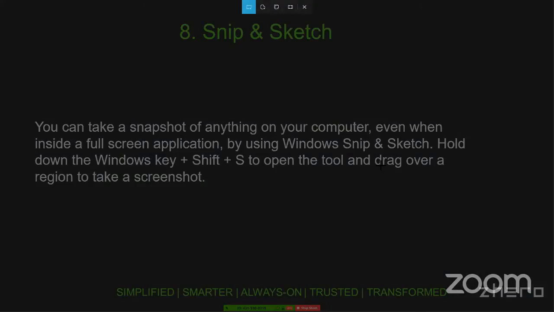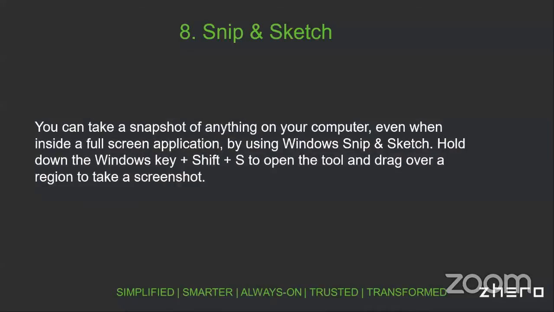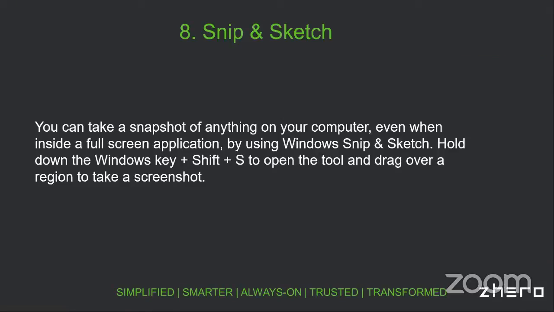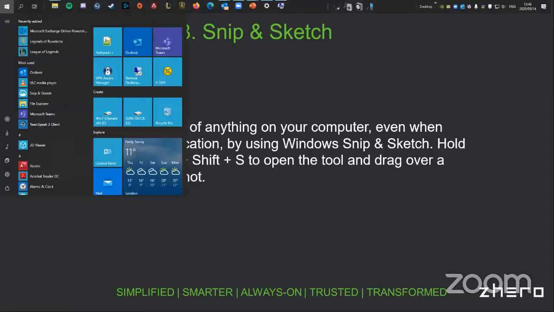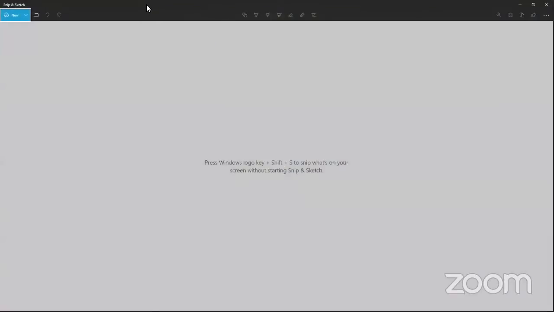It darkens your screen and then lets you drag the tool over a region to take a screenshot. So this is like a print of your screen at that moment. Yes, exactly. And what's great is it also saves the snip to your clipboard, so you can copy and paste it into any application from here.